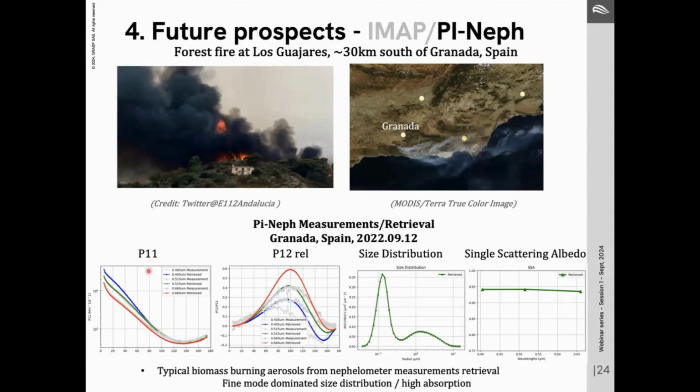Meanwhile, the PiNeph in Granada also captured the elevated signal of the aerosol scattering. After we analyzed the data and performed the retrieval for the PiNeph data, we were able to clearly observe the aerosol microphysical and optical properties, which show very typical biomass burning aerosol characteristics, with, you can see that, a fine mode dominated size distribution and also low single scattering albedo, meaning very high absorption of the aerosol.